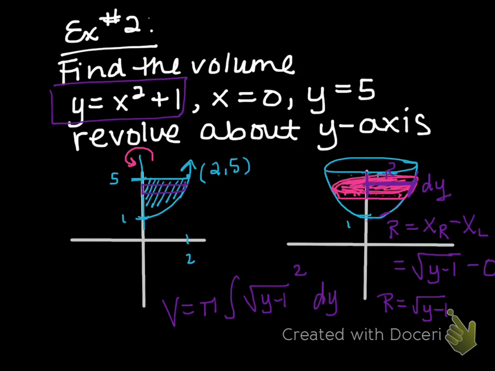Okay, now our limits of integration have to be y values because we're integrating with respect to y. We have to make sure that our limits are also in terms of y. So for our limits of integration, we are starting on the y-axis here at y equals 1, and we're going up to y equals 5. So 1 to 5 will be our limits of integration.